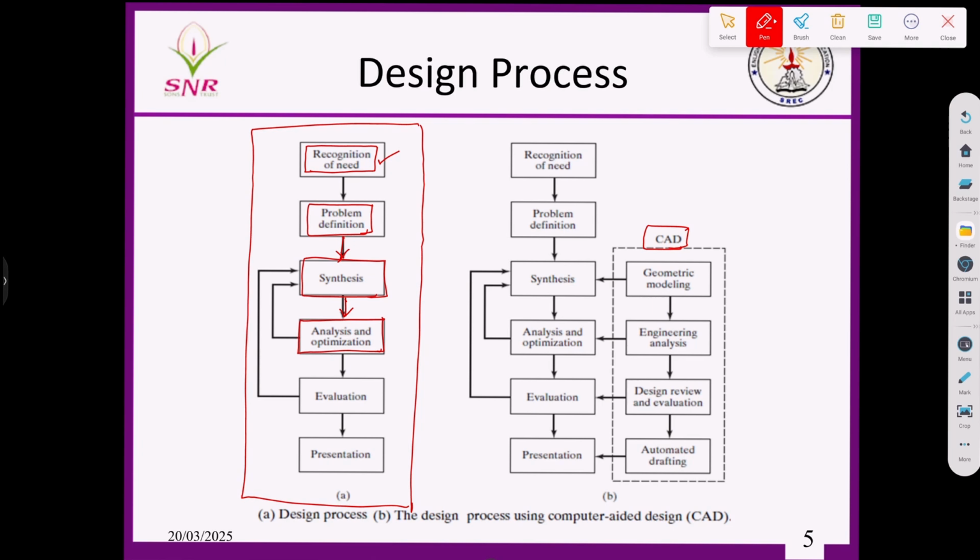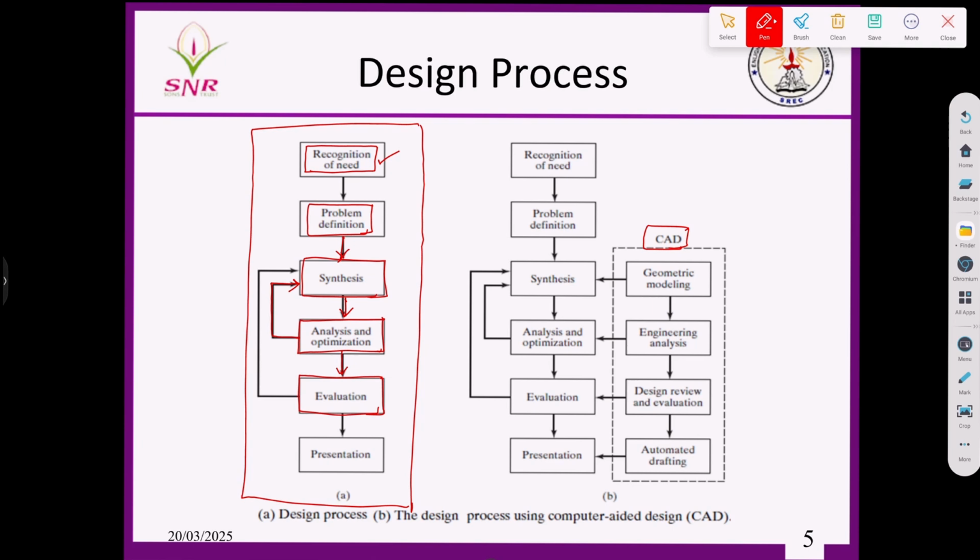Once this analysis is done, if the results are good, we move on to the next phase, which is the evaluation. Or else, if we find that the requirements are not up to the mark of the customer's expectation, then we go back to the synthesis stage, where we will reconsider the important parameters for the design. Again, the loop continues.